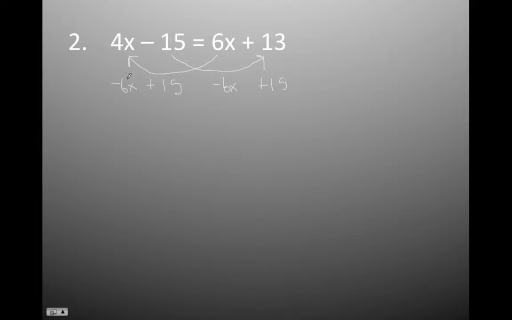Rewrite your terms: 4x minus 6x is negative 2x. Negative 15 and positive 15 cancel, gone. 6x and negative 6x cancel. So we have 13 and 15, which we know is 28. Negative 2x equals 28. Divide by negative 2, because we've got multiplication and division is the inverse. So x equals negative 14.